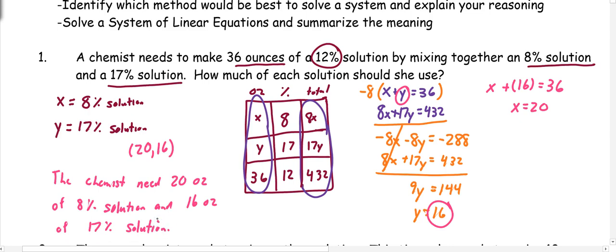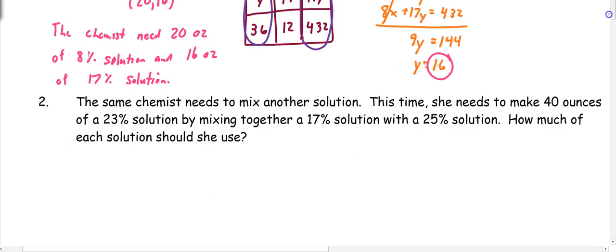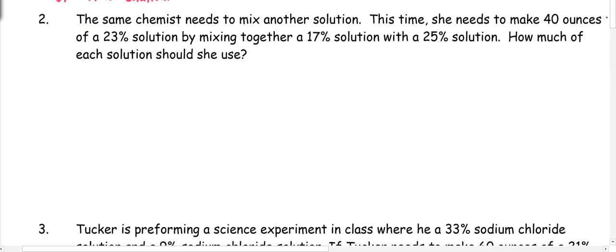Let's look at another example. Number 2: the same chemist needs to mix together another solution. This time, she needs to make 40 ounces of a 23% solution by mixing a 17% and a 25% solution. How much of each solution does she need? Again, we're going to make a chart after we identify our variables. Our x is going to be the lower percentage, the 17% solution, and we're mixing it together with the highest percentage, the 25% solution.